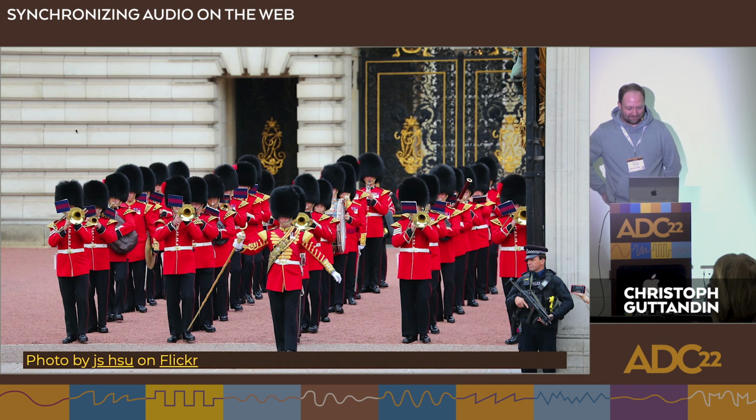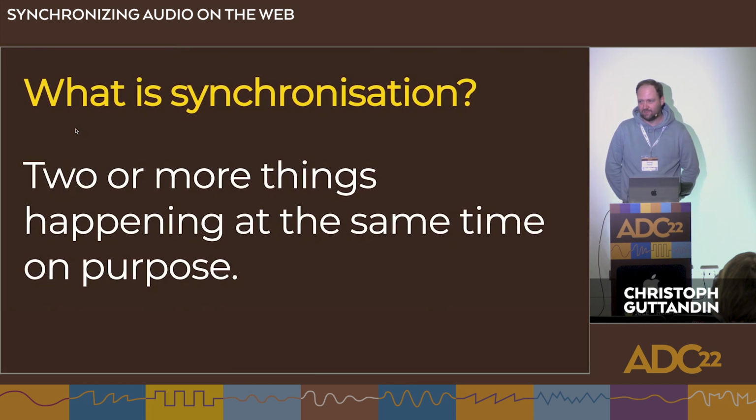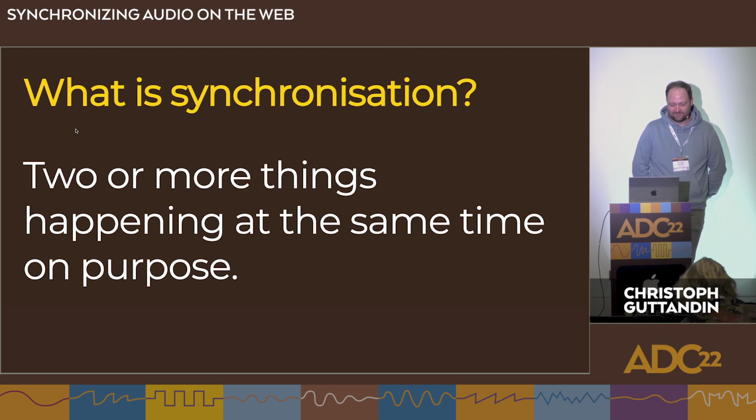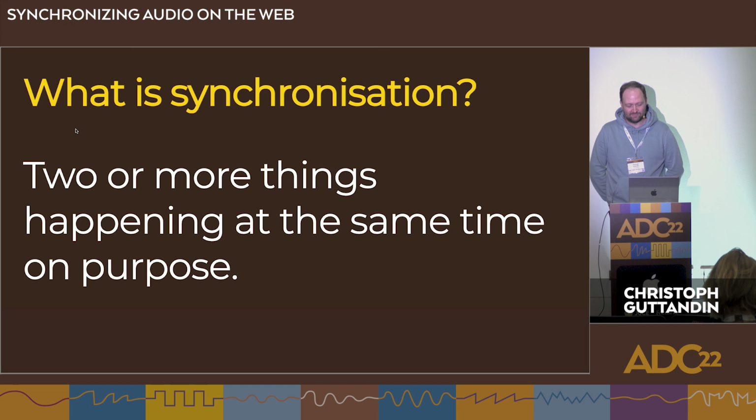But I derived a rule from these two pictures, and that is that synchronization is basically two or more things happening at the same time, but they happen on purpose. That's very important, because if two or more things happen at the same time and they weren't meant to, that's probably what you would call an accident. And if you meant two things to happen at the same time, then it's synchronization.